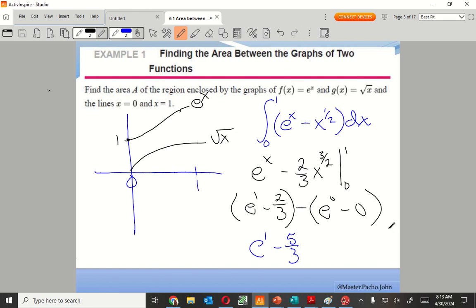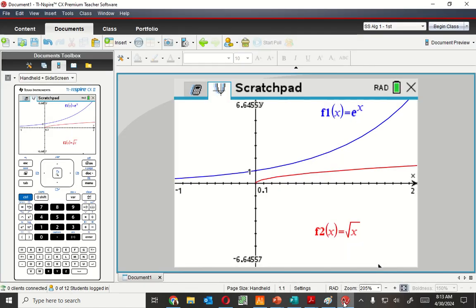Oh god. Parentheses. e to the 1 minus 2/3, close parentheses, minus 1. Okay, so now let's take a look at what the calculator does.